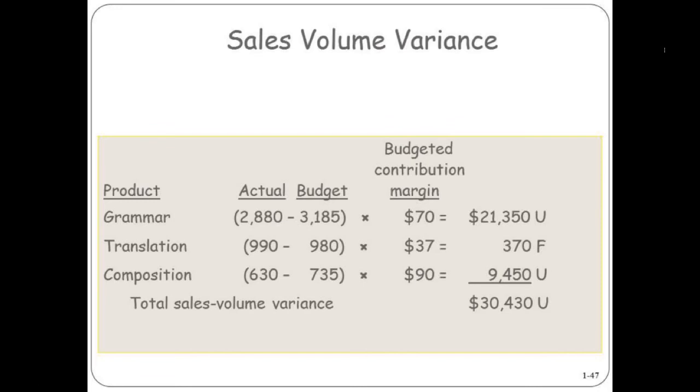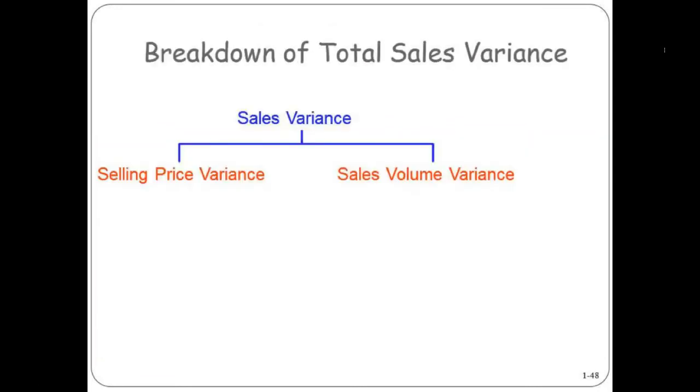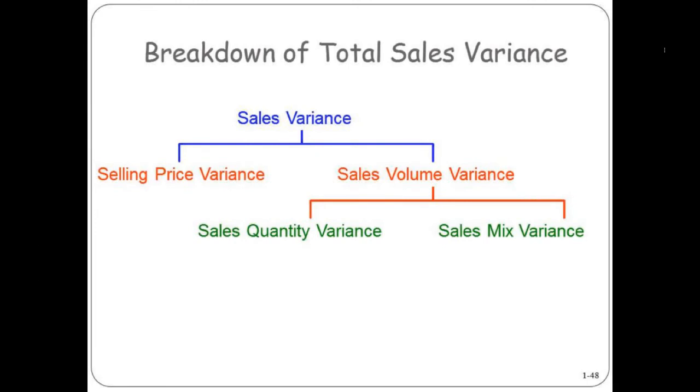We sold less than expected of grammar. We sold a little bit more than expected of translation and less than expected of composition, resulting in a total under budget situation. Let's break that down now into a quantity variance and a mix variance.